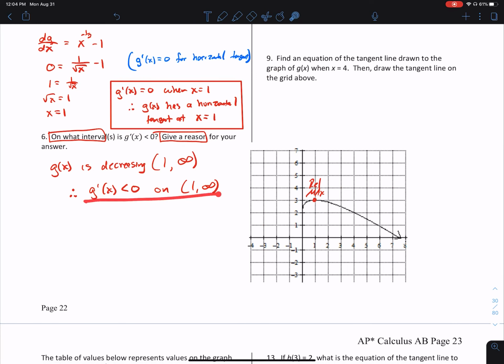So this is the interval. The answer is the first part of the question. This is the reason. The answer is the second part. If you'd rather write this first, you can, then just write because, and then give this as the reason.